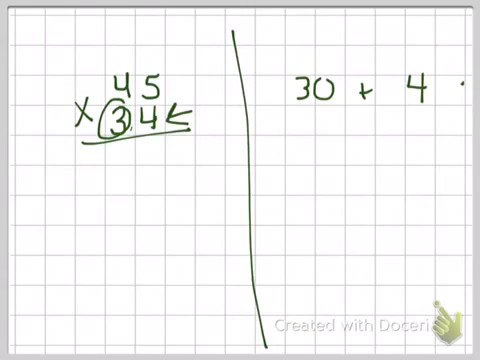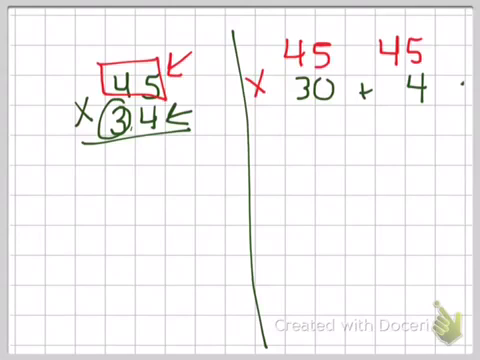And then I take my top number right here, and I need to keep that number the same. I do not split up my top number. This always stays the same. So this becomes 45 times 30, and over here this becomes 45 times 4. And then I'm going to solve for each, and that's very easy. So I am going to solve this one first because this is very fast.